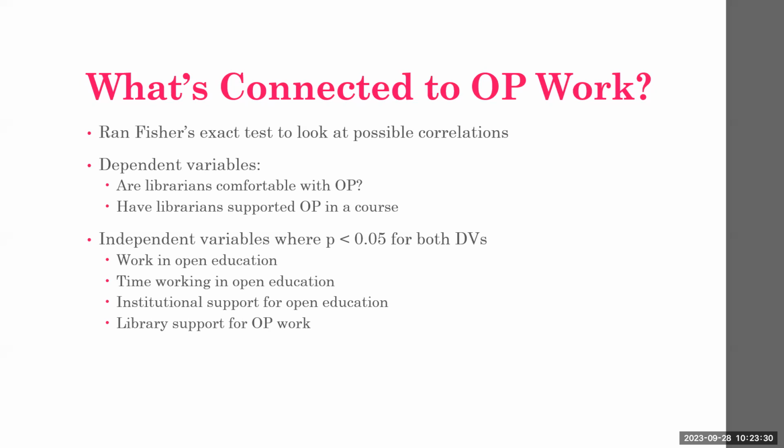For both dependent variables, we found that the independent variables where p was less than 0.05 were whether the respondent worked in open education, how long they had worked in open education, whether their institution provided any type of support for open education, and whether their library supported their work in open pedagogy in some way. Other independent variables we looked at included how long they had worked in library instruction, type of institution, highest degree offered by their institution, and student enrollment. None of these other independent variables were found to be significant.